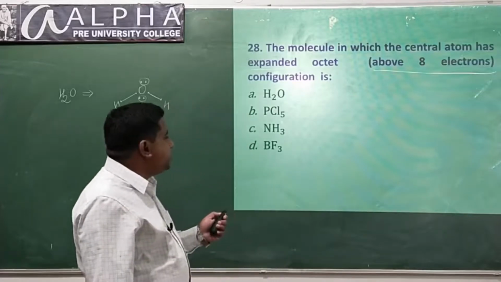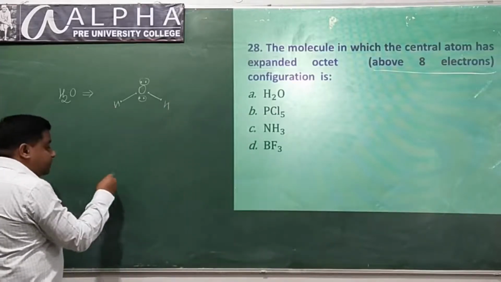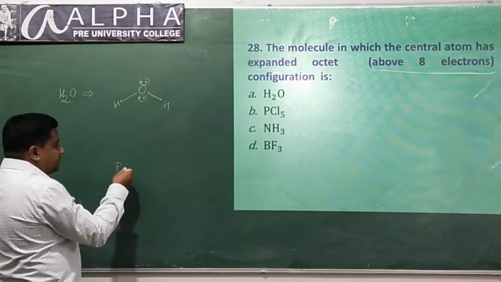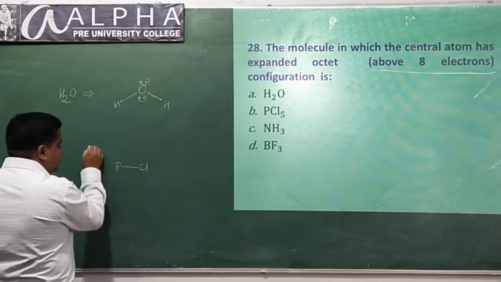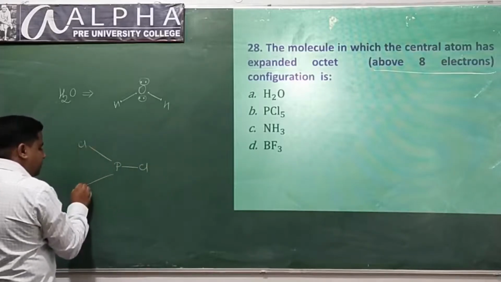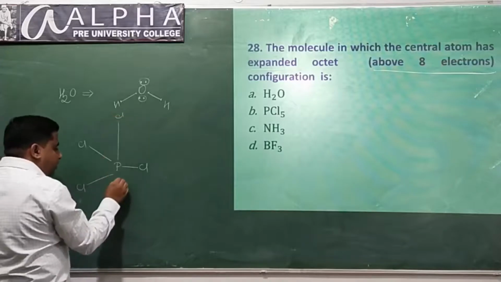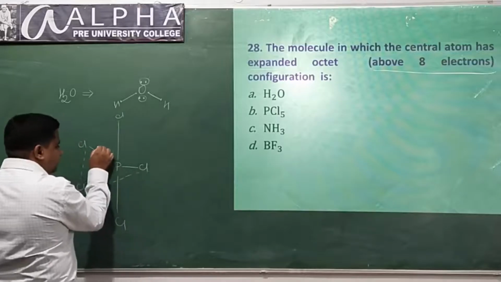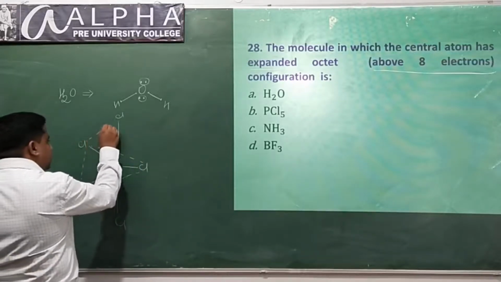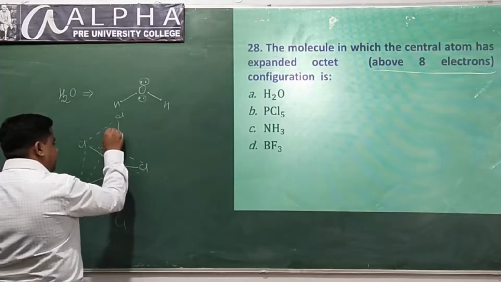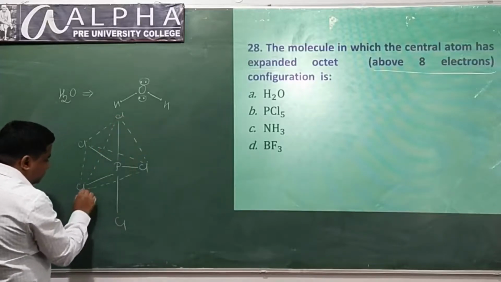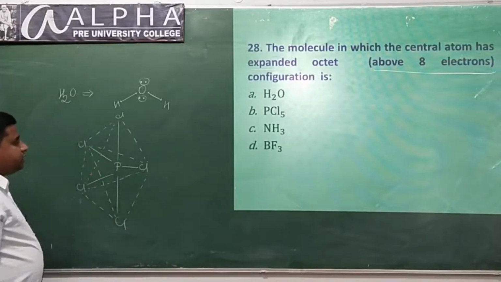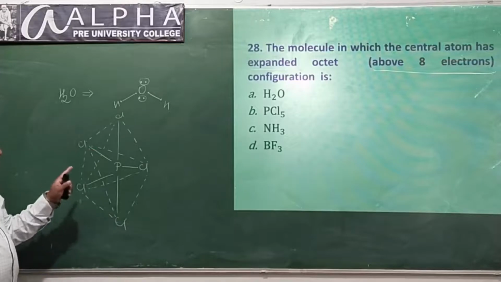Next, how about phosphorus pentachloride? Observe this phosphorus pentachloride, PCl5. The PCl5 structure is trigonal bipyramidal. This is the structure of phosphorus pentachloride.